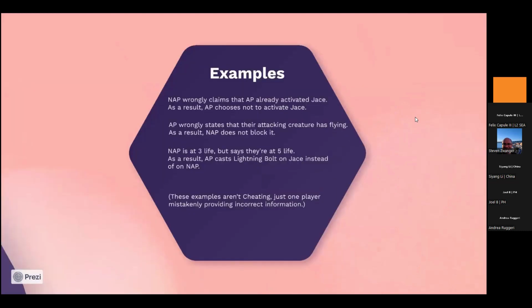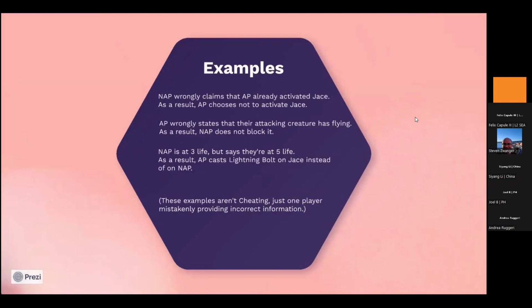Some examples of communication policy violations. Non-active player claims that the active player already activated their planeswalker. And as a result, the active player decides not to activate their planeswalker. So this statement is a statement about past game actions that affect the current game state, because whether a planeswalker has been activated determines whether it is legal to activate. And the active player has made a decision based on this statement not to activate their planeswalker, even though it would be perfectly legal to do so because they haven't activated it.